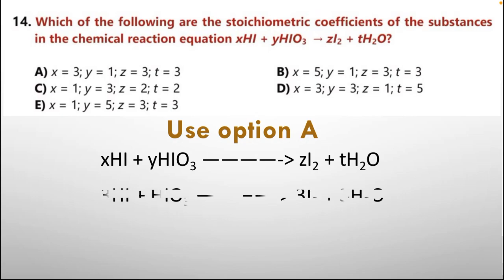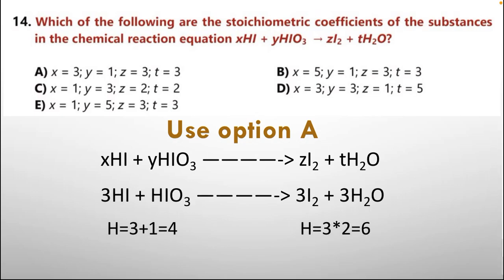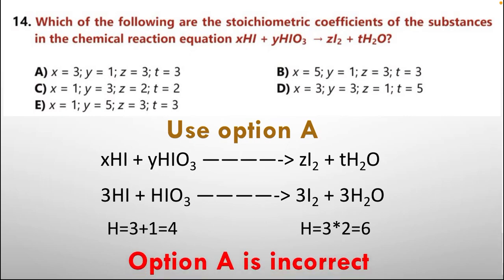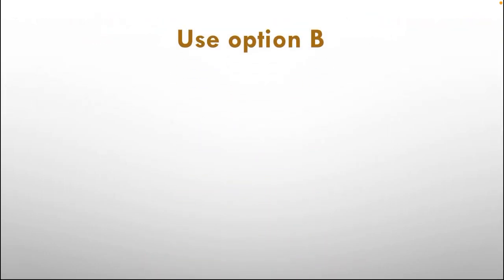Here is the equation. By putting the coefficients, what we will get is H equals 3 plus 1 equals 4, but on the other side H equals 3 multiplied by 2 equals 6. So 4 and 6 are not equal. It means both sides are not equal, so the option is incorrect. Now we are going to use option number B.